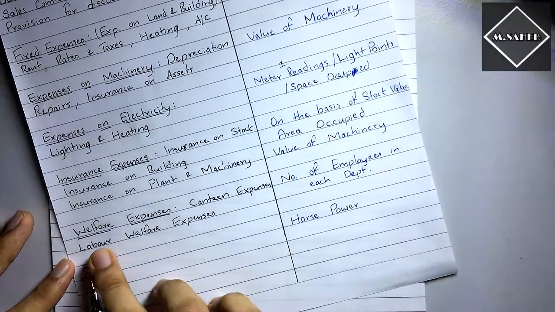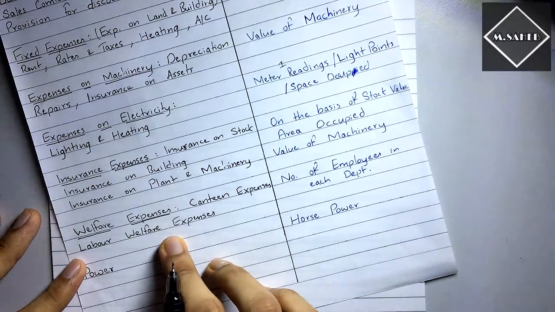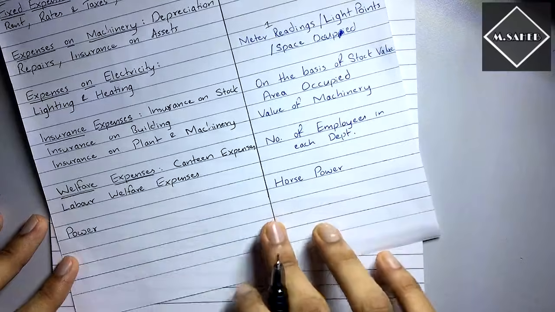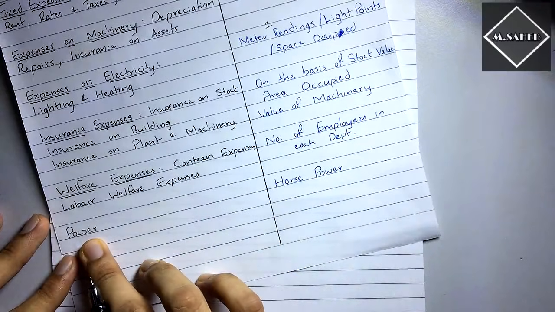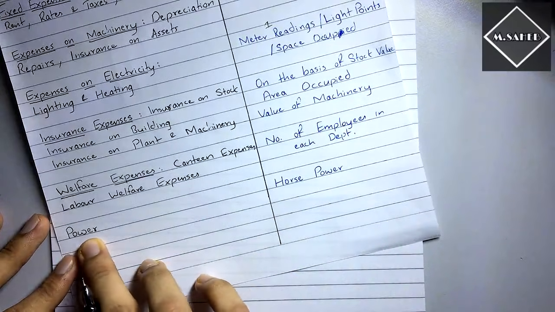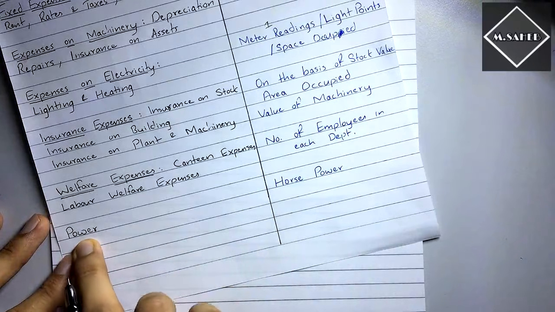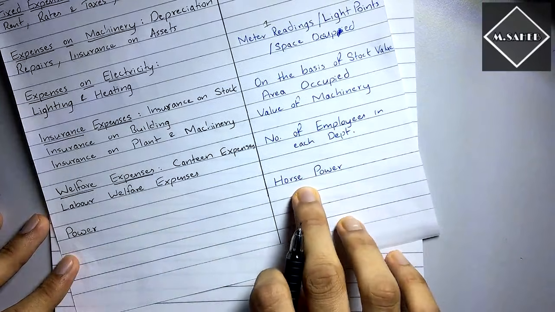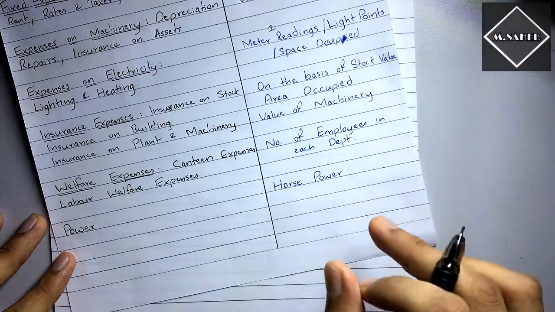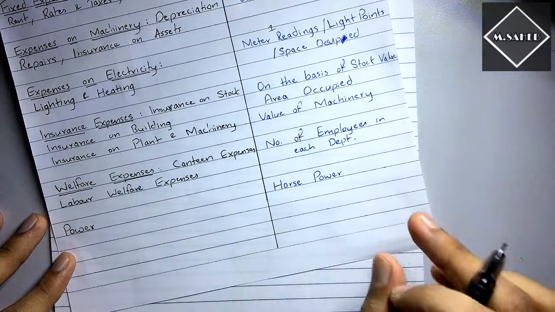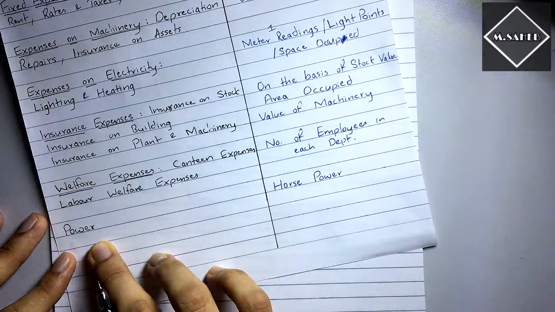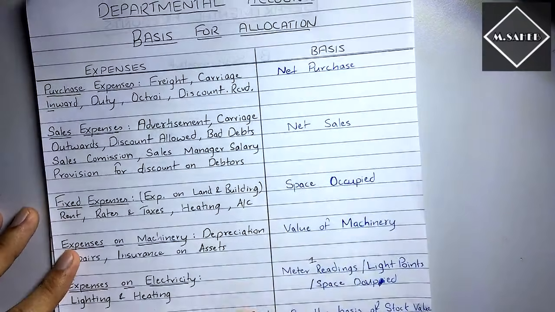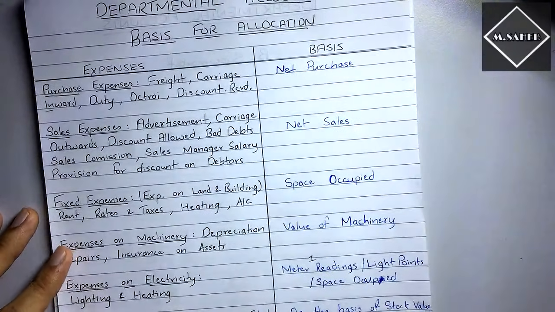So here also you have the labor welfare expenses. That's also employees. All right, and then you have power. Power for machinery and everything. That power will be distributed through the horsepower. Now the horsepower units will be given to you. So on those units you have to distribute power expense. All right. So these were the expenses we have to distribute with these basis ratios.